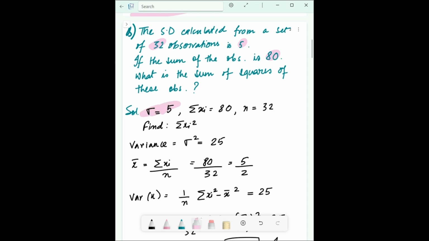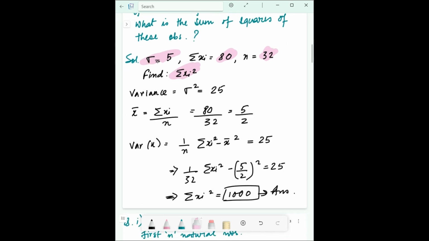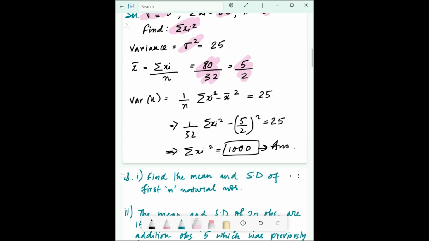See, sigma is 5, sigma is the SD. Summation of xi is 80 as given. n is 32, the data points. You need to find summation xi square. See, as you have got sigma, you can get sigma square, which is the variance, 25. Therefore, we calculate the mean, summation xi by n, which is 80 by 32, that is 5 by 2. Then variance of x will be 1 by n summation of xi square minus x bar square is equal to 25. And you find that summation of xi square is 1000. So yes, that's the answer. The sum of squares is 1000.